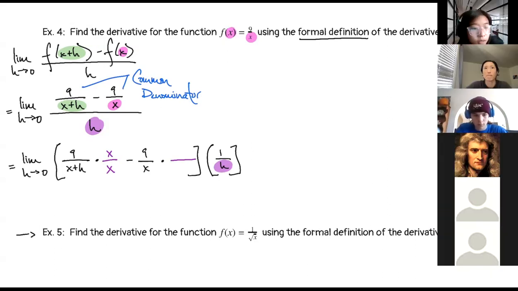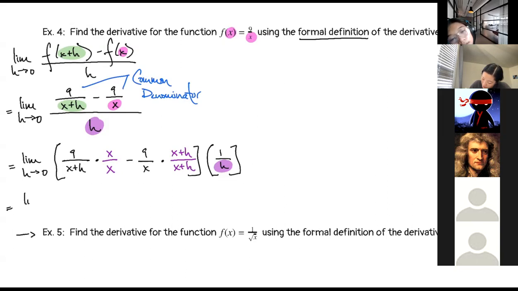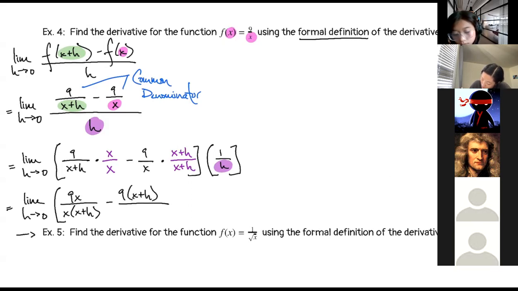X plus h over x plus h. Yeah, exactly. X plus h over x plus h. Okay. So now let's work out that common denominator. We'll end up with 9x over x times x plus h minus 9 times x plus h over x times x plus h, times 1 over h.